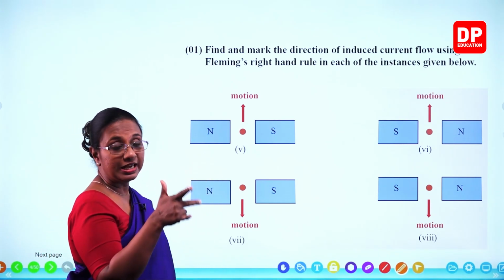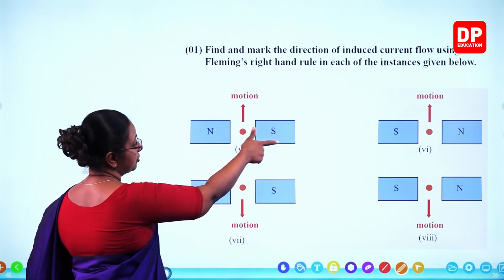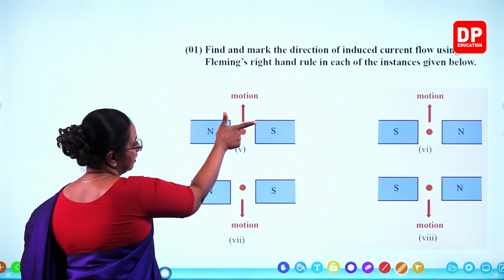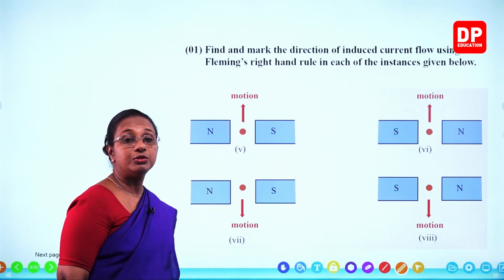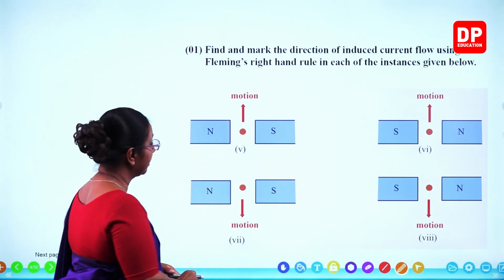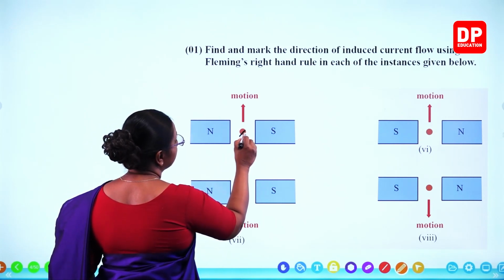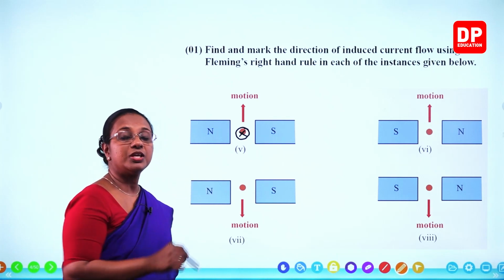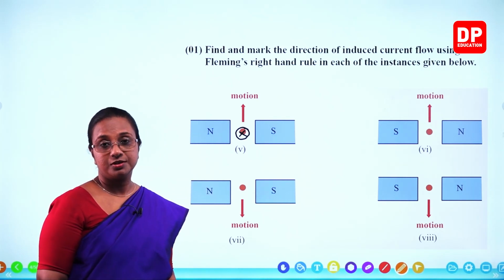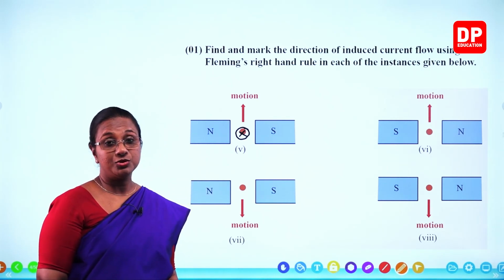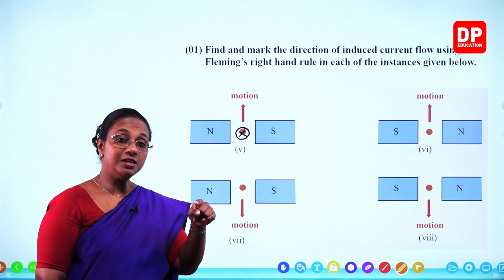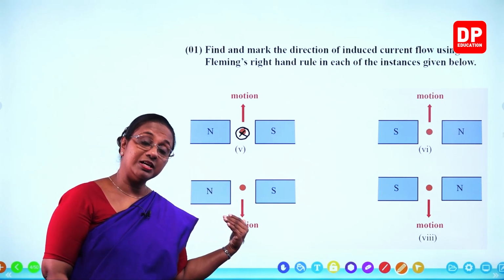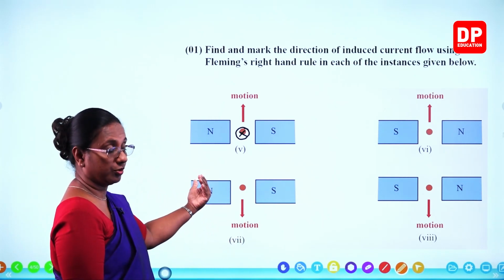So what do we do? Again, right-hand rule, north to south, this way, motion upwards. So the current is going into the board. What is the symbol? Here we put a cross and a circle. Current goes into the board. You all can remember those symbols. Dot and a circle when it's flowing out, cross and a circle when it's flowing into the paper or the board.